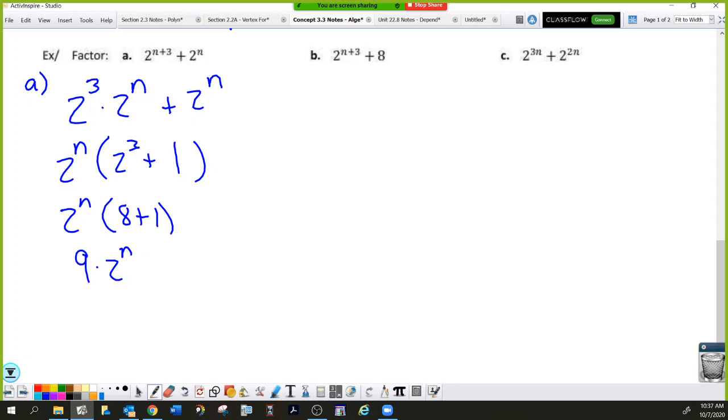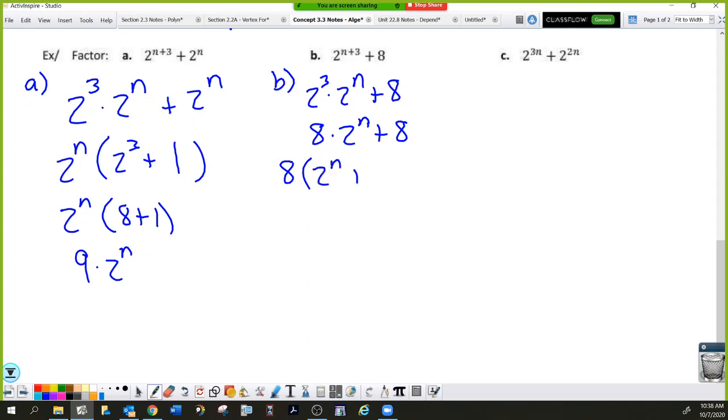Okay, then let's do part B. Let's do the exact same trick. That 2 to the n plus 3, yeah, I'm going to call that 2 to the third times 2 to the n. And this time, I'm like, oh, well, I don't see a GCF yet. But 2 to the third is 8. And now I see a GCF. That GCF is 8. So I factor out the 8. I'm dividing both the terms by 8, and it leaves me 2 to the n, plus 1. And, well, that's it. It's factored. Ta-da, done. Can't do anything else.